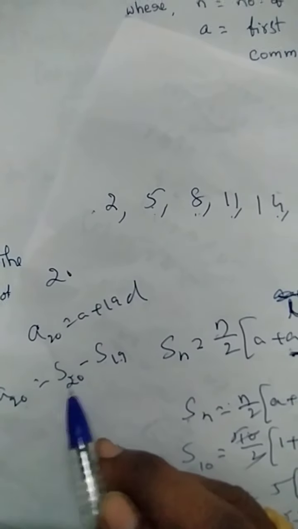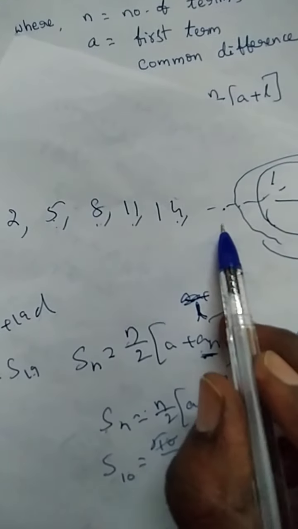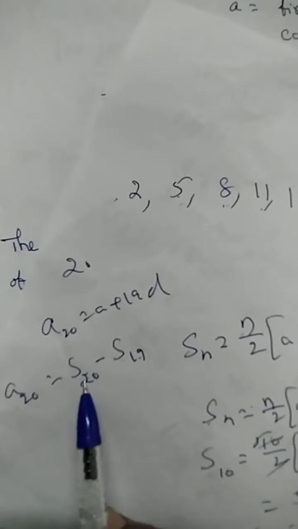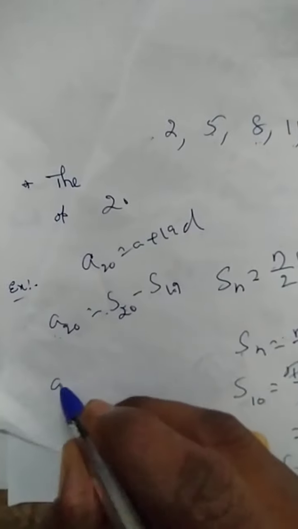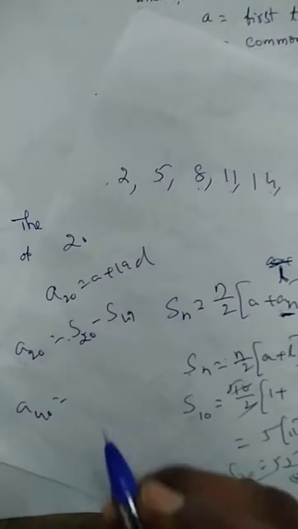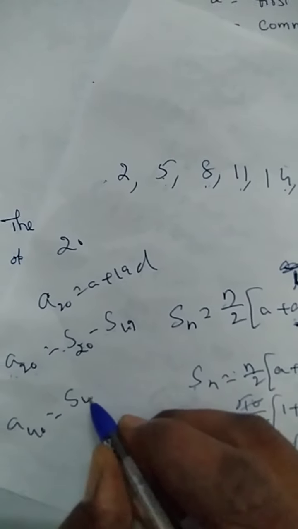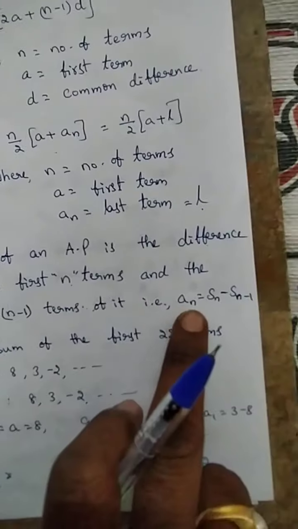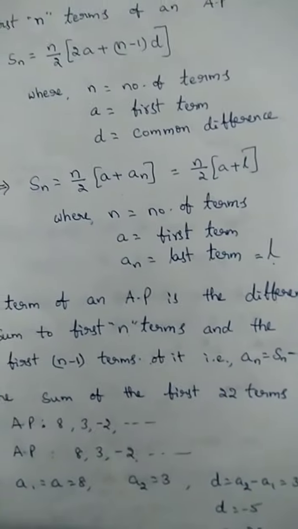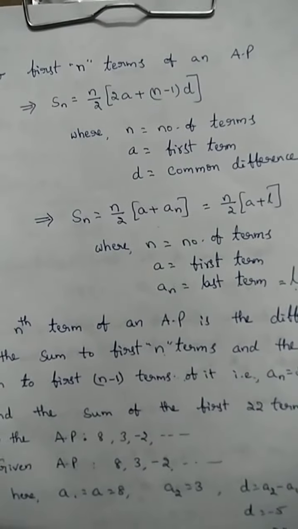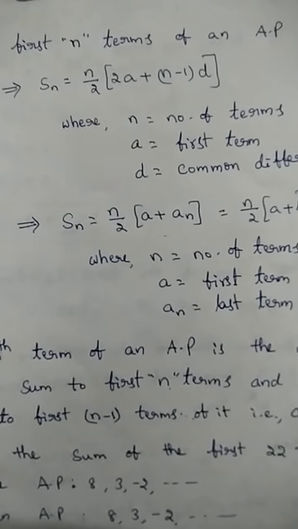S20 means the sum of the first 20 terms. In that arithmetic progression, if we know the sum of 20 terms and the sum of 19 terms, by subtracting those we get the 20th term. S20 minus S19 is the 20th term. For example, to find the 40th term you can apply the formula S40 minus S39. So this is the way: an is equal to Sn minus Sn minus 1. By applying these three formulas we can do the next examples.